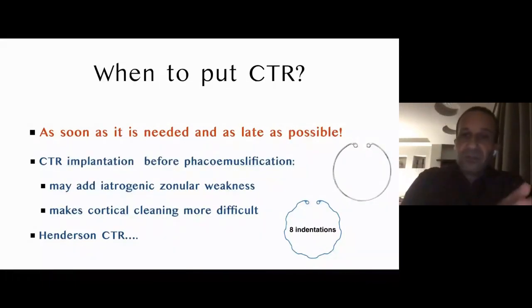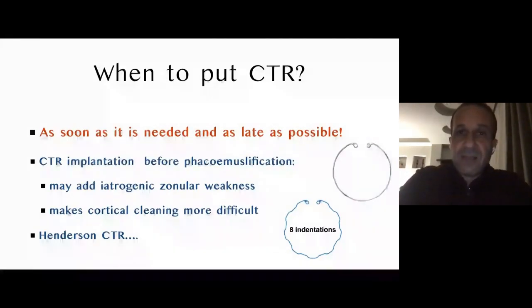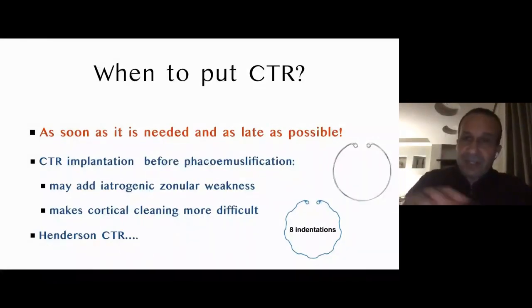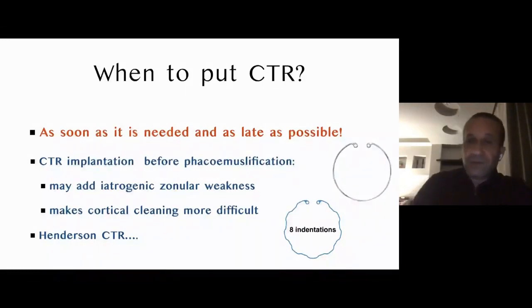When should we put the capsule tension ring? Well, I will say two contradictory things: implant these rings as soon as you need them, but delay it as long as possible. As soon as you find that it's not safe anymore to continue phacoemulsification without the capsule tension ring, you should implant it. And try as much as you can to delay the implantation of these rings, because if implanted before phacoemulsification, we have two issues. First, according to the literature and according to my personal experience, it increases the risk of further damage of the zonules.